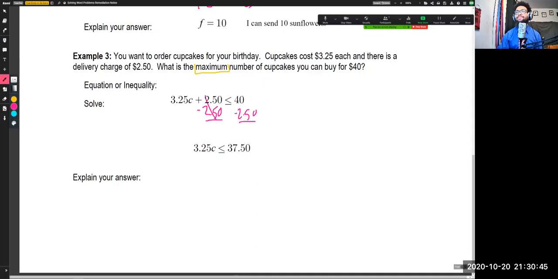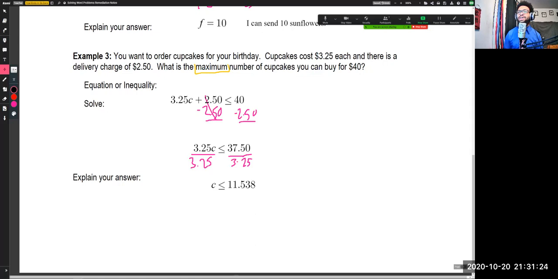And now we are going to divide both sides by 3.25. My 3.25C divided by 3.25 leaves me with just C. It's going to be less than or equal to, and then 37.50 divided by 3.25 is going to give me a decimal. It'll be like 11.538, something along those lines. Yep. And now here's where we have to actually take a second to think about this because we have to explain our answer.